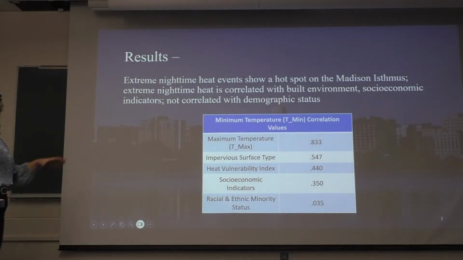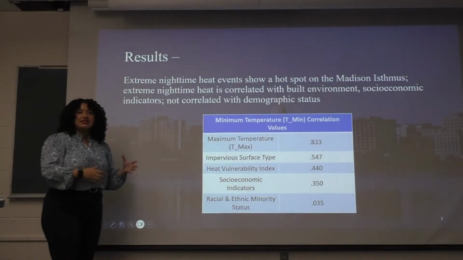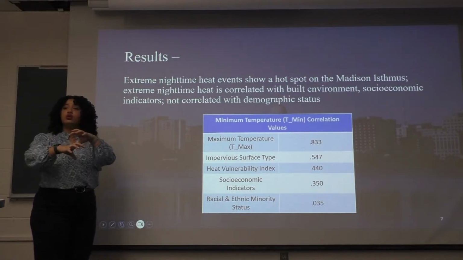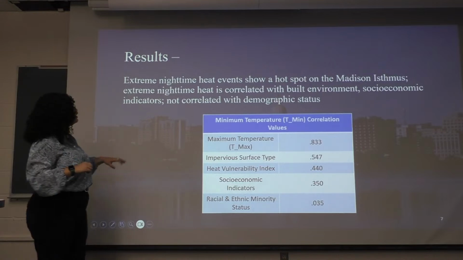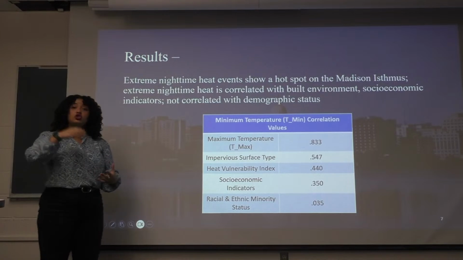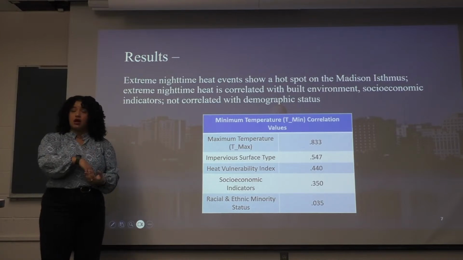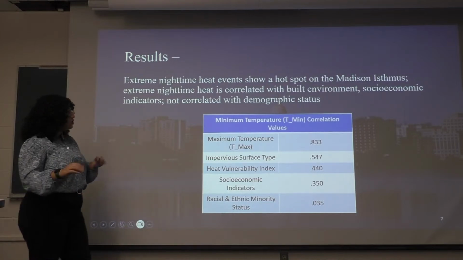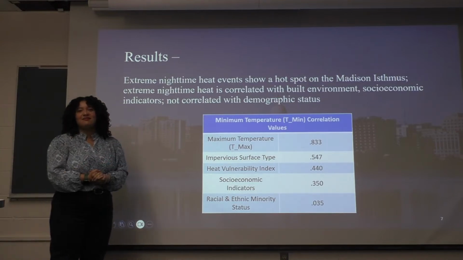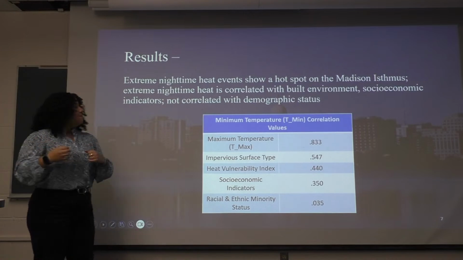So what we found is a hotspot on the Madison Isthmus. If you remember that last minimum temperature spatial distribution, you saw that it was really concentrated on the isthmus. We also found that extreme nighttime heat events are correlated strongly with built environment and socioeconomic indicators. However, they are not strongly correlated with demographic status, which is good because that means racial and ethnic minorities are not disproportionately affected by extreme heat events.